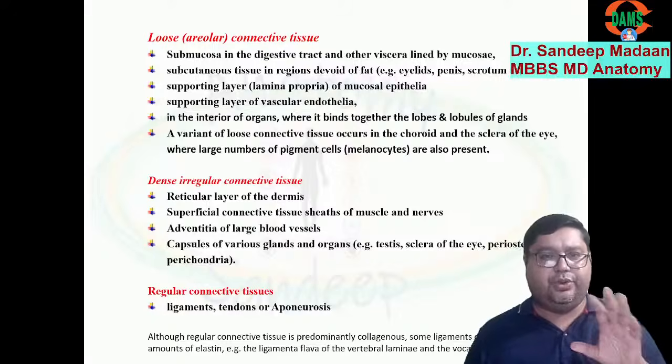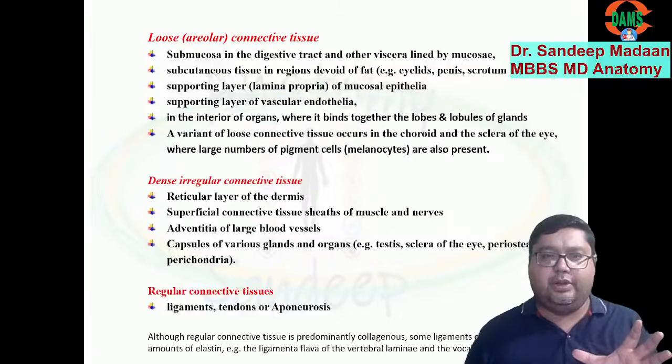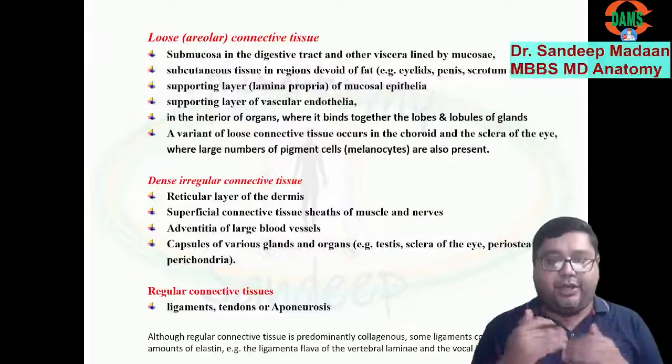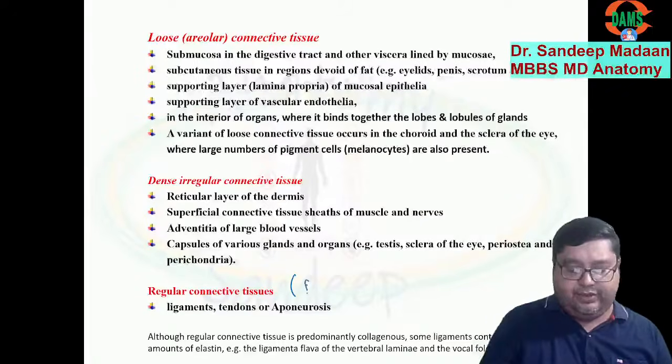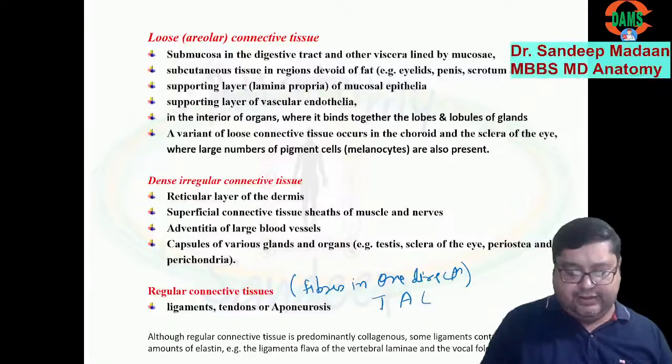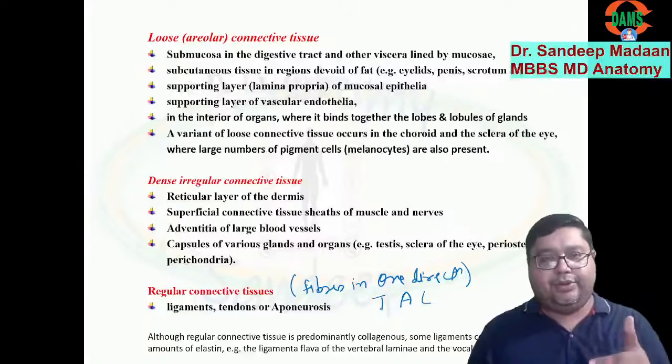So we have the loose tissue when the gap between the cells is more. We have the dense tissue when the gap between the cells is less. We have regular if the fibers are in one direction. Fibers in one direction, then we say regular. And our mnemonic is TAL. What is TAL? Tendon, aponeurosis, ligament.